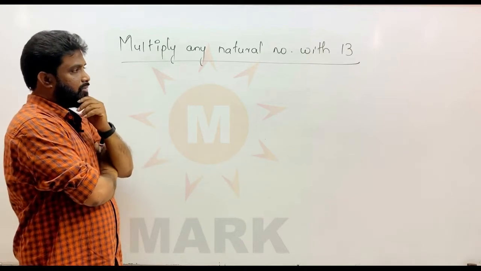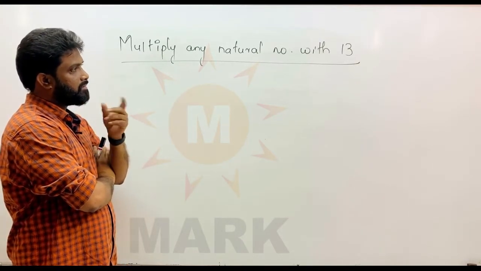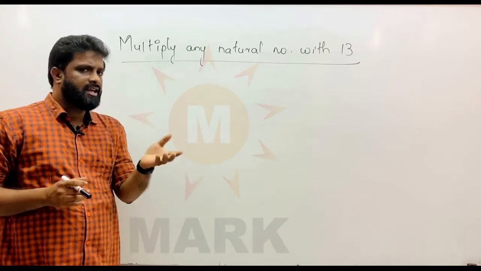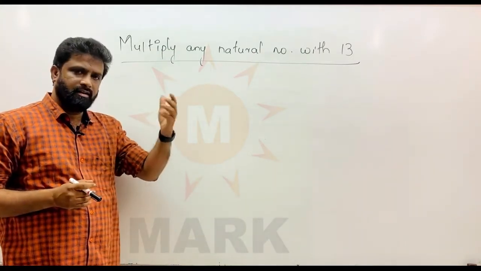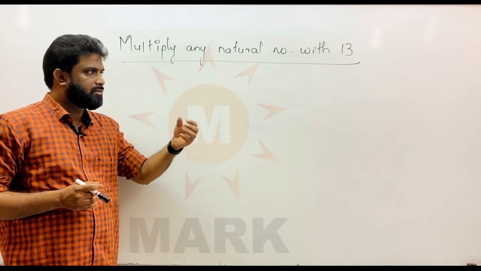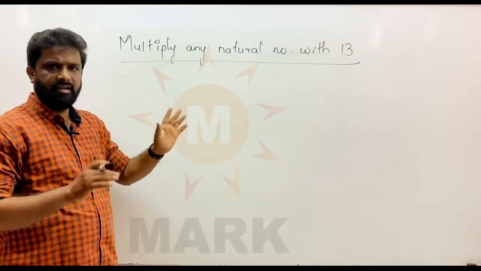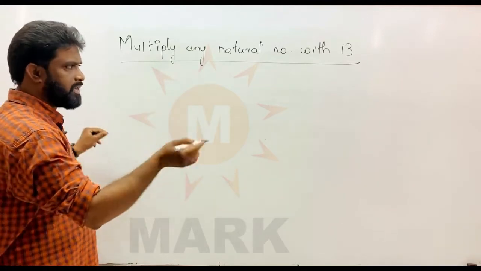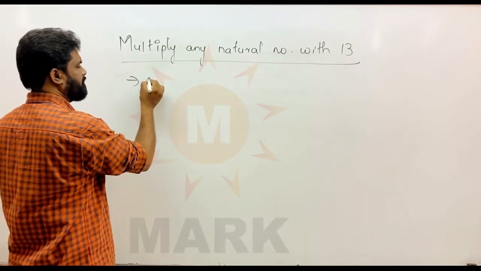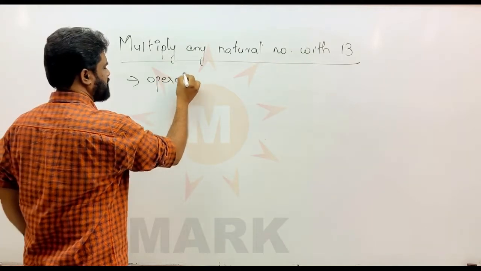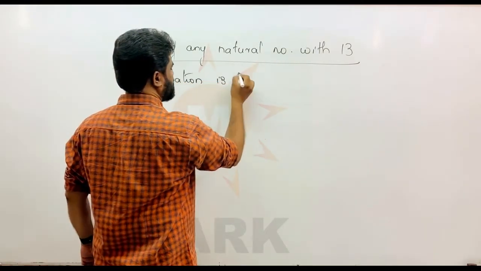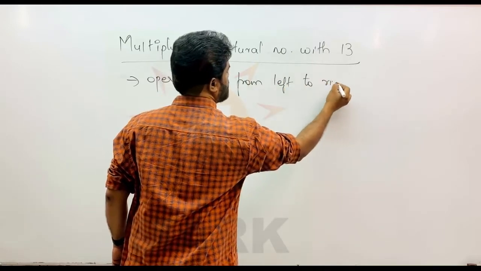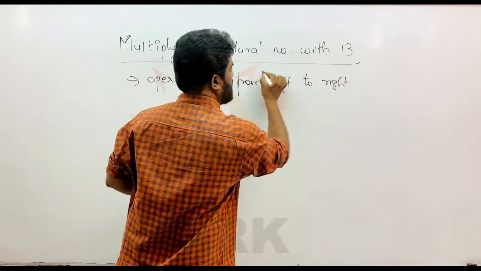Friends, now we will be dealing with another model how to multiply any natural number with 13. It is just like we have multiplied any natural number with 12 in a tricky way. Same thing, but instead of doubling it, we will triple the number. The rules are same. I am once again writing here. First of all, first point is the operation. The operation is from left to right. That you have already learned. The operation is from left to right.